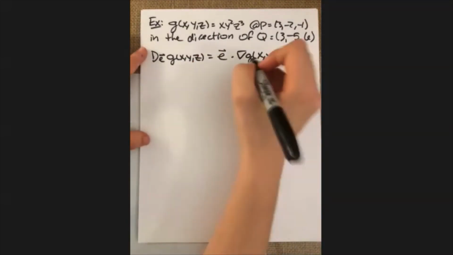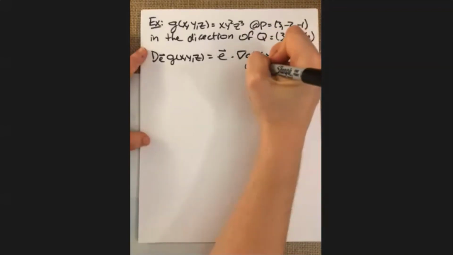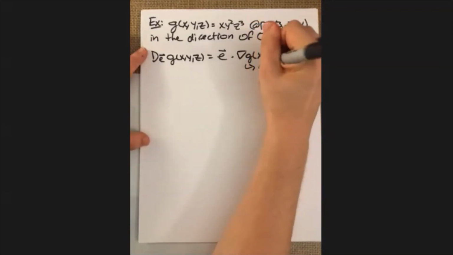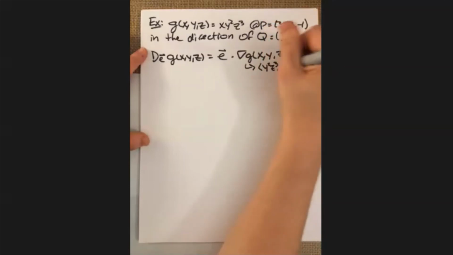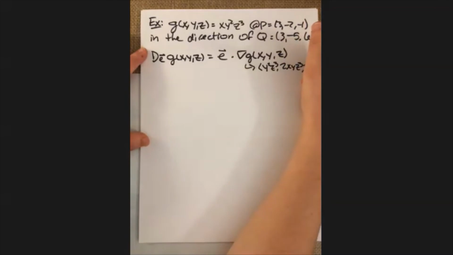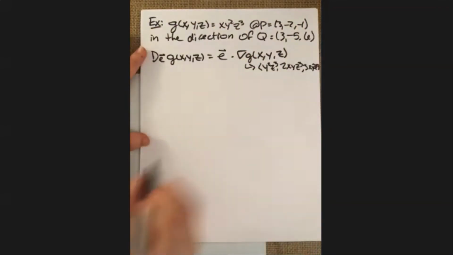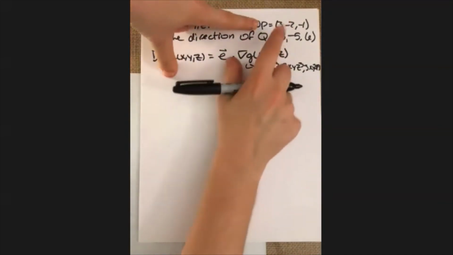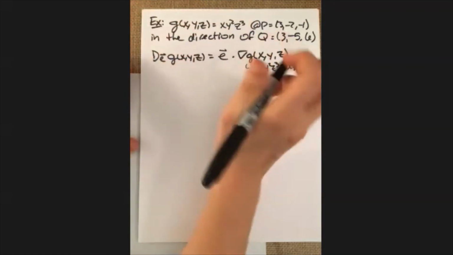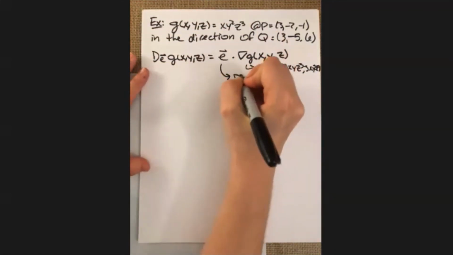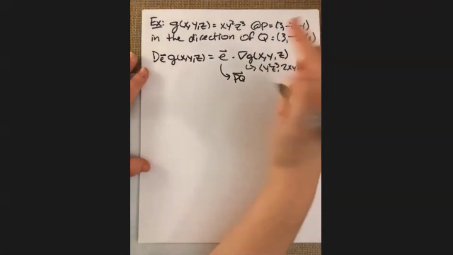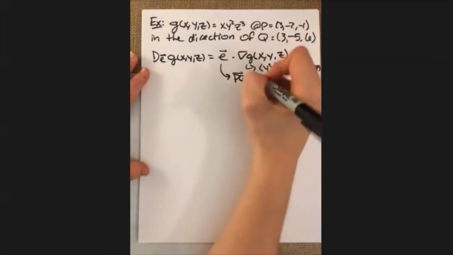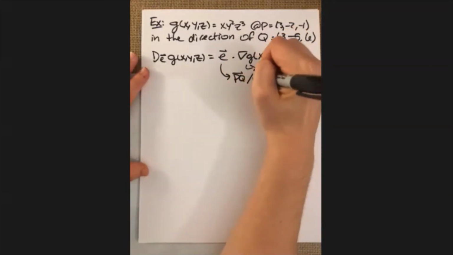Anyway, to be able to do this, we already have the gradient, which is y squared z cubed, then 2xy z cubed, and then 3xy squared z squared. But we still have to find E. Now we're basing it at the point P, and we want it to point in the direction of Q, which means we want to use the vector PQ as part of our direction, but we always need E to be a unit vector, so we divide by the length of PQ.